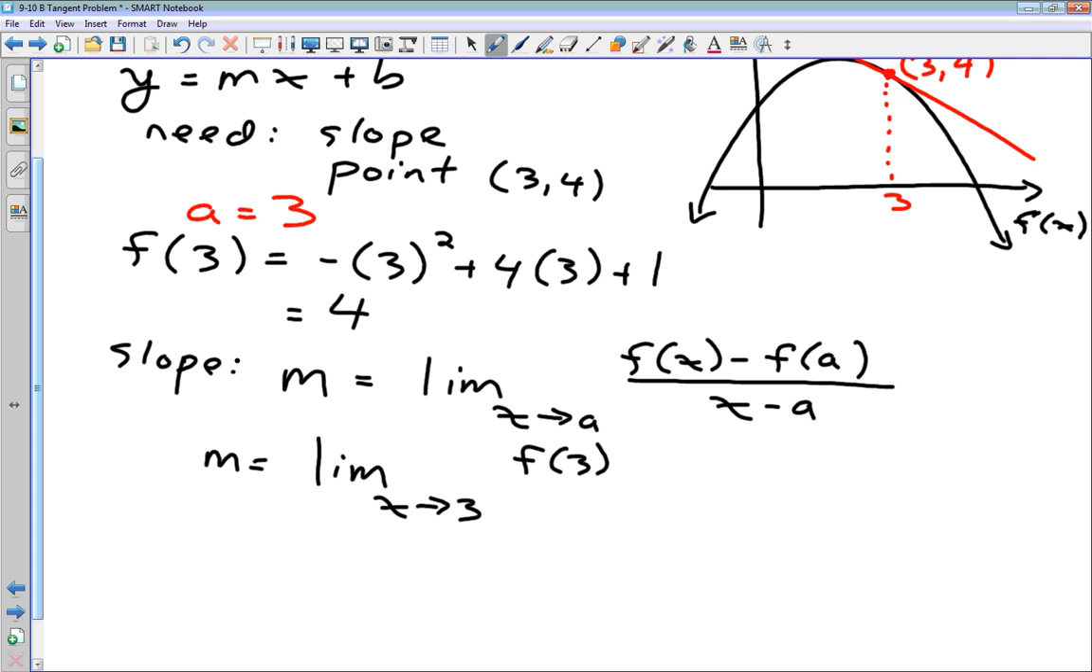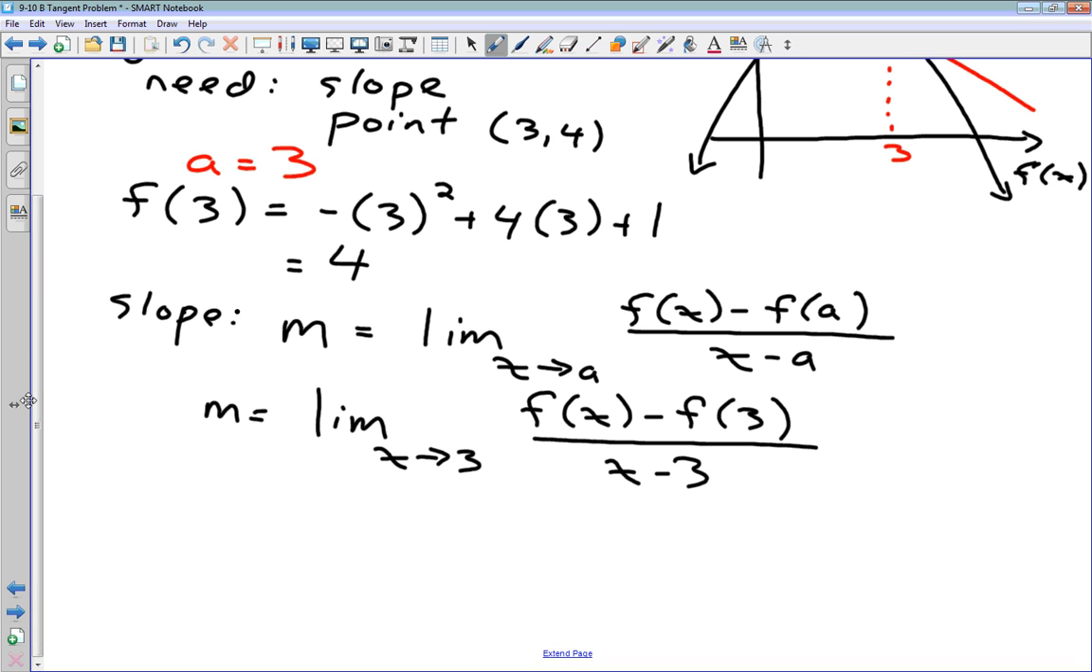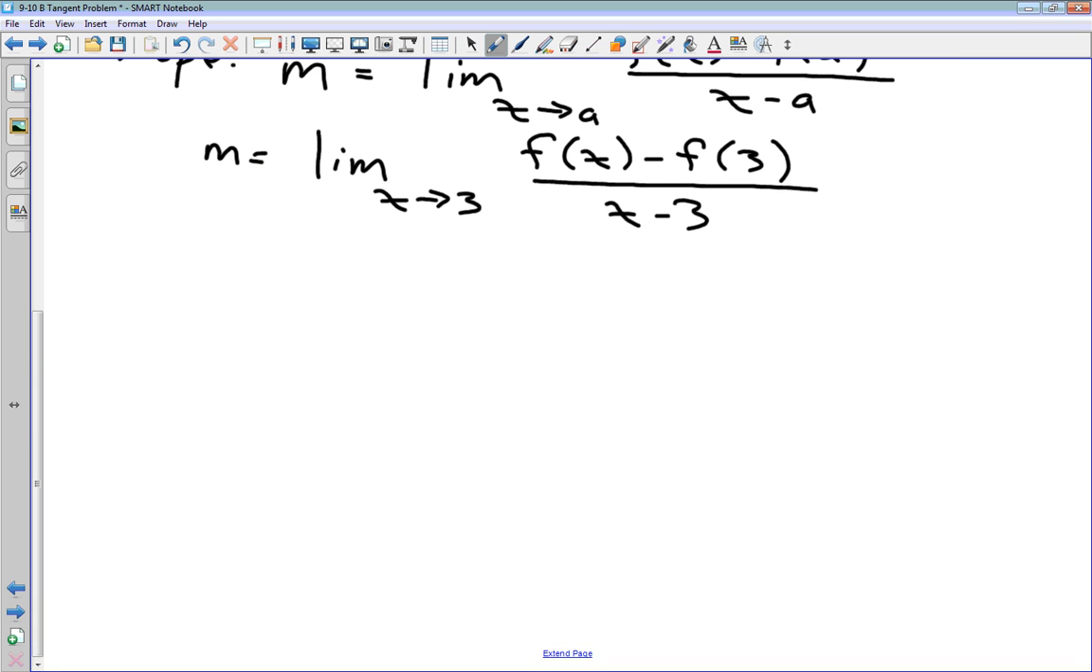of f at x minus f at 3 all over x minus 3. Okay. As we move x closer and closer and closer to 3. So how can we do this? Well, we're going to have to set up a table here.